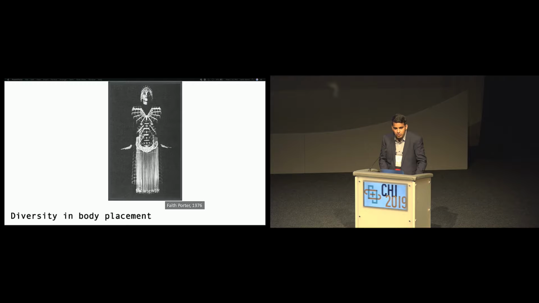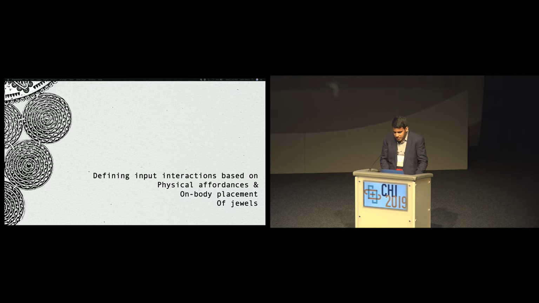Jewelry as an adornment is used to adorn all body locations from the head to the toe. So we keep these two essential features, or these qualities of jewelry, as central to our analysis. We design the interactions based on the physical affordances of jewels and their on-body placement, i.e. how and where they are worn on the body.